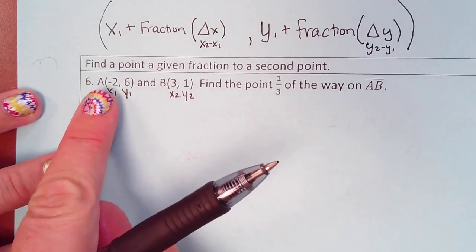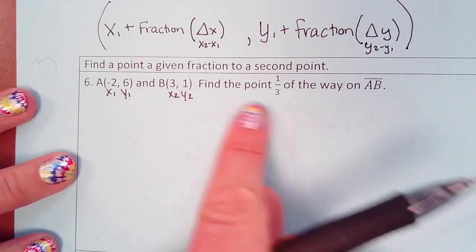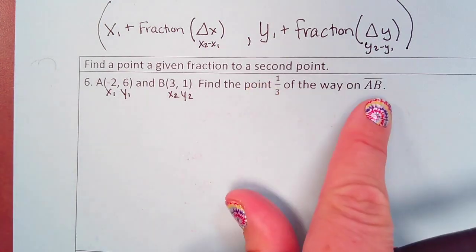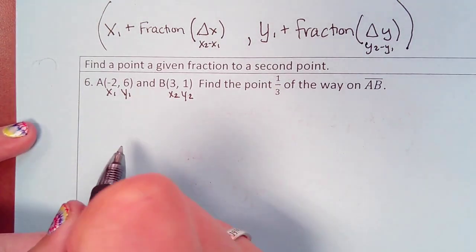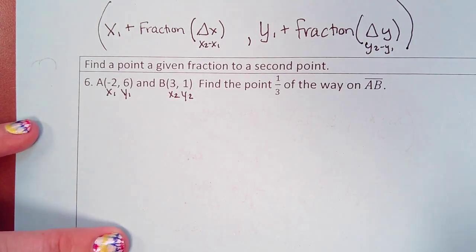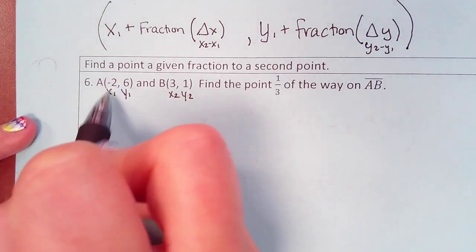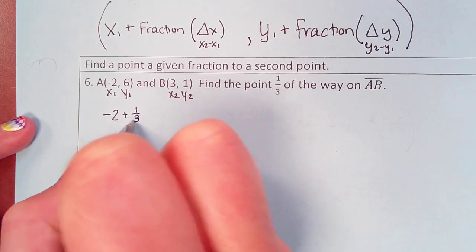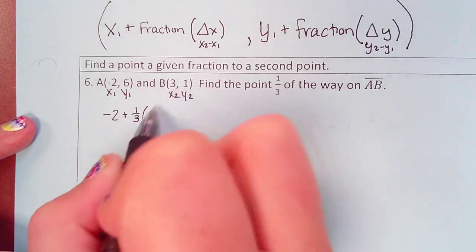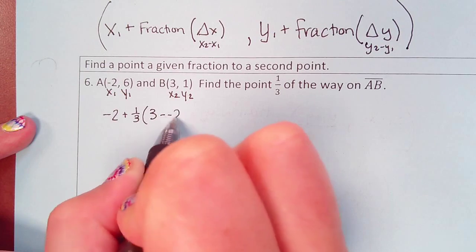Okay, so let's jump into our first example. If A is here, B is here, find the point 1/3 of the way on AB. Okay, we are going to simplify our fractions. We don't want to have repeating decimals. So you can plug those in your calculator, that's fine. So x1 is -2 plus 1/3 times, changing your x's, 3 minus -2.